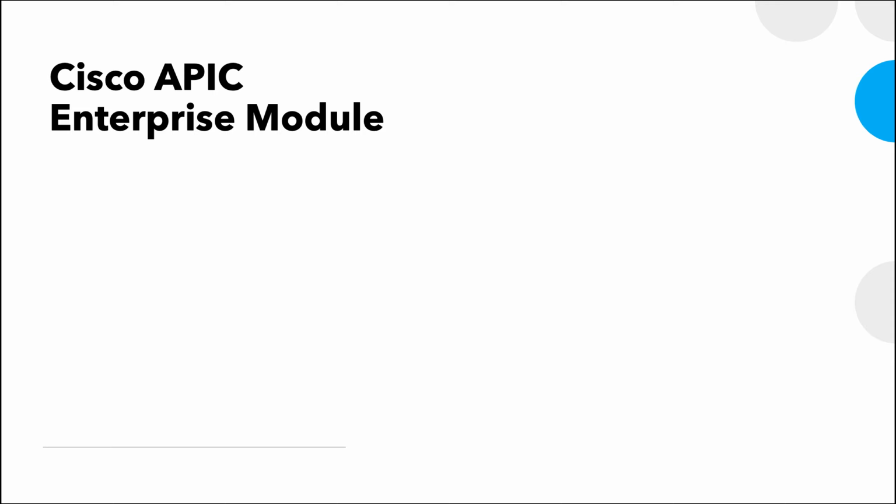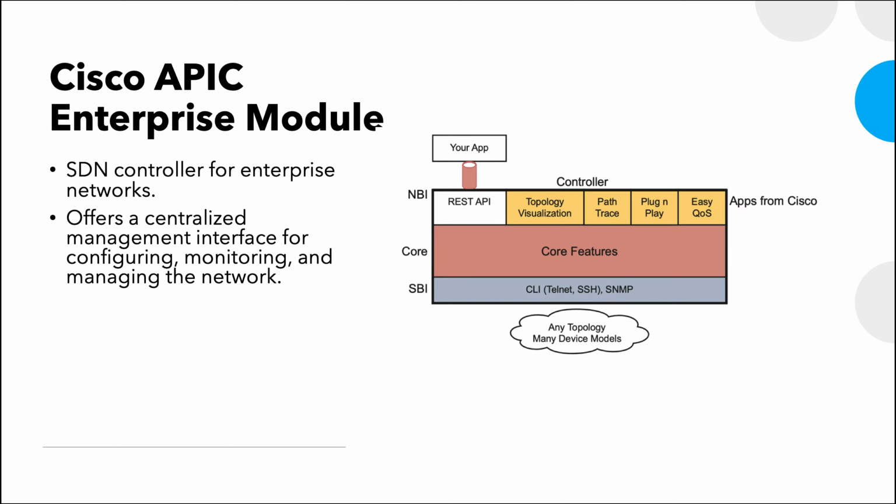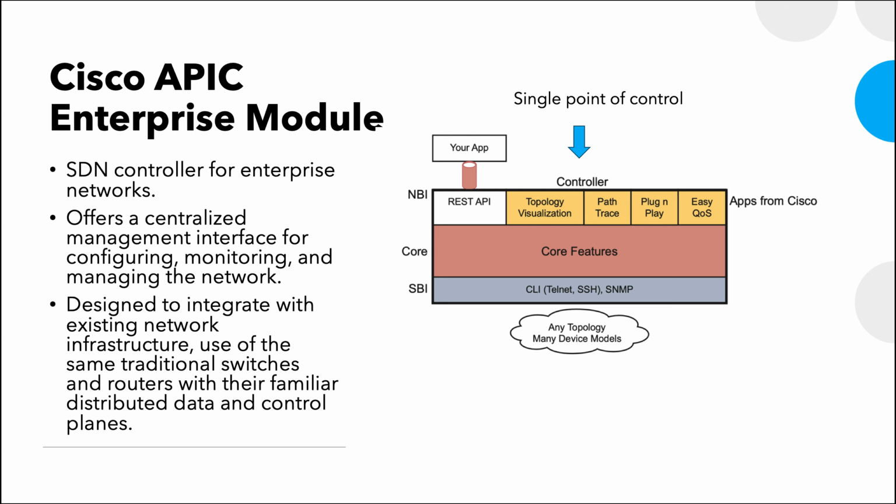The next solution we have is Cisco APIC Enterprise Module. The Cisco Application Policy Infrastructure Controller Enterprise Module or APIC-EM is the SDN controller for enterprise networks. It offers a centralized management interface for configuring and managing the network. It provides a single point of control for the entire network infrastructure. It is designed to integrate with existing network infrastructure and use the same traditional switches and routers with their familiar distributed data and control plane.